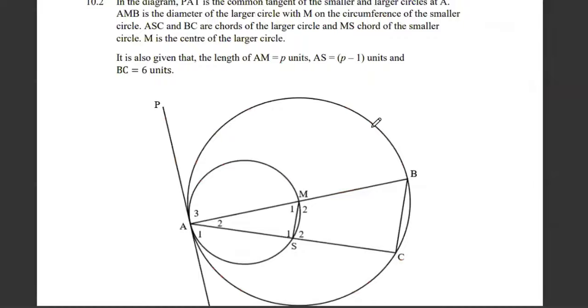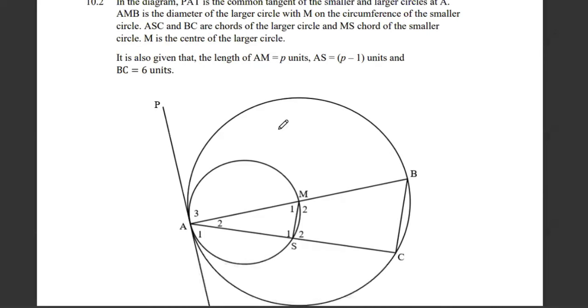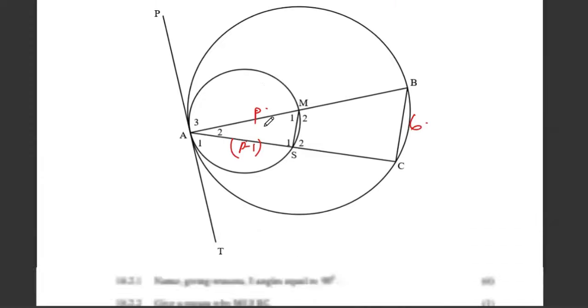10.2, the diagram PET is a common tangent to the smaller as well as the larger circle. Okay, we have the smaller diameter, the bigger diameter, and so on. It's also given that AM is P units, which means the diameter here is a P. And then AS is just P minus 1. And BC is a 6.